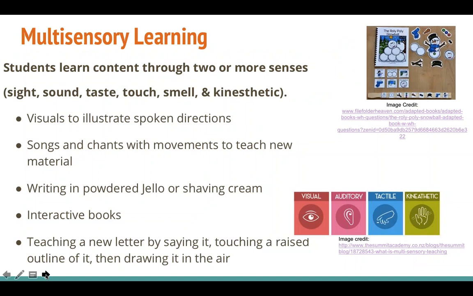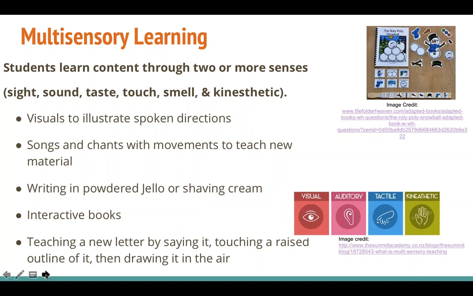So we're just going to go ahead and talk about the instructional strategies. The first type is multisensory, which is really useful for all students, but especially students who have difficulties. Basically, it's the way students learn content through two or more senses, including sight, sound, taste, touch, smell, and kinesthetic. So, visuals to illustrate spoken directions.